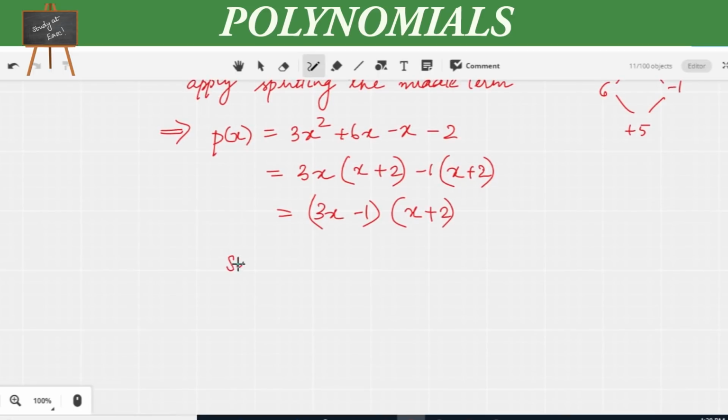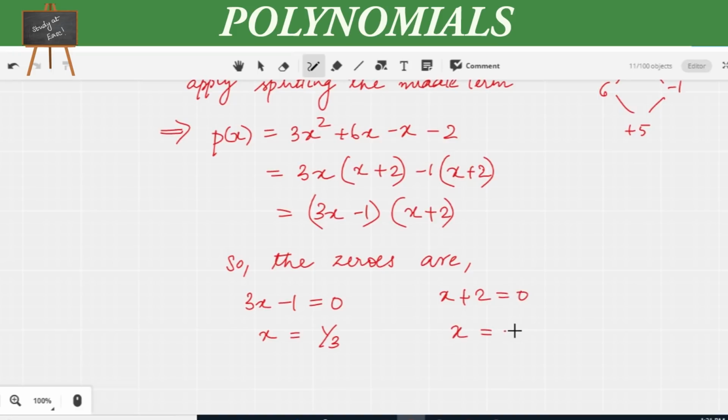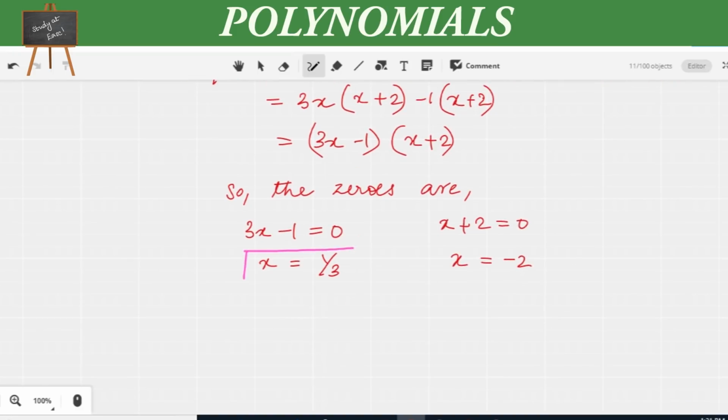Now let us see how to get the zeros. So in order to get the zeros, let us equate the two factors to 0. So it becomes 3x minus 1 is equal to 0. So x is equal to 1 over 3. The other one is x plus 2 is equal to 0. So x is equal to minus 2. So the two zeros are 1 over 3 and minus 2.